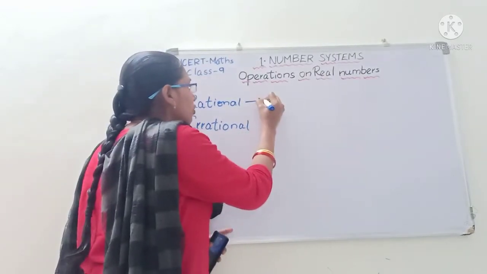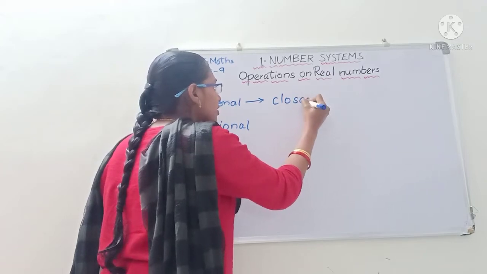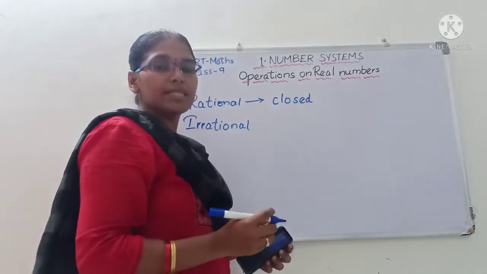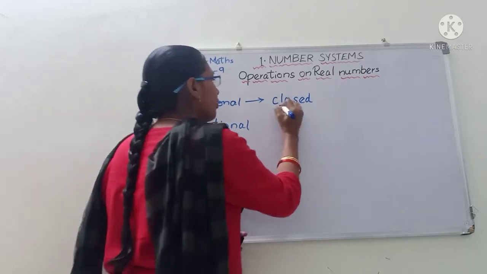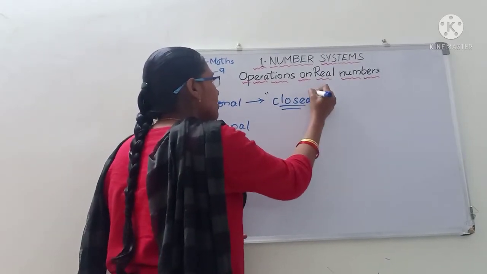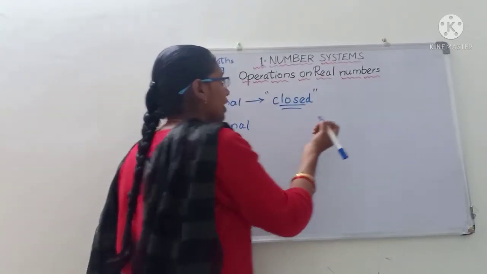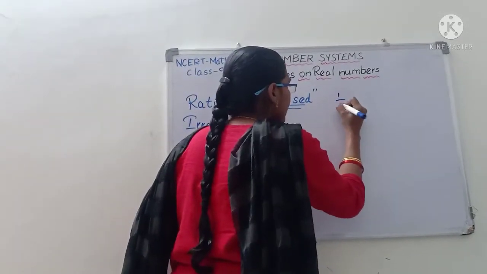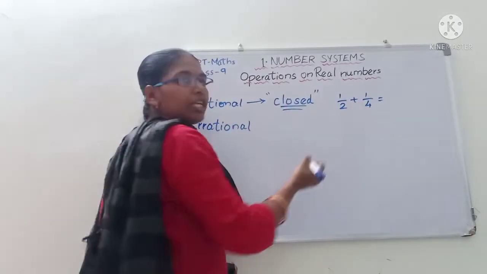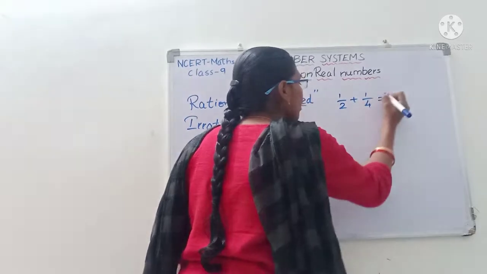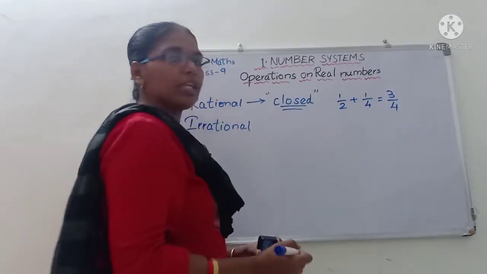Children, we all know that rational numbers are closed with respect to addition, subtraction, multiplication and division. What is this, children? Rational numbers are closed. That means you know the closure property, right? When you add two rational numbers, let's take some examples, 1 by 2 and 1 by 4. When you add two rational numbers, what do you get? 1 by 2 plus 1 by 4 is 3 by 4. So again you got a rational number.